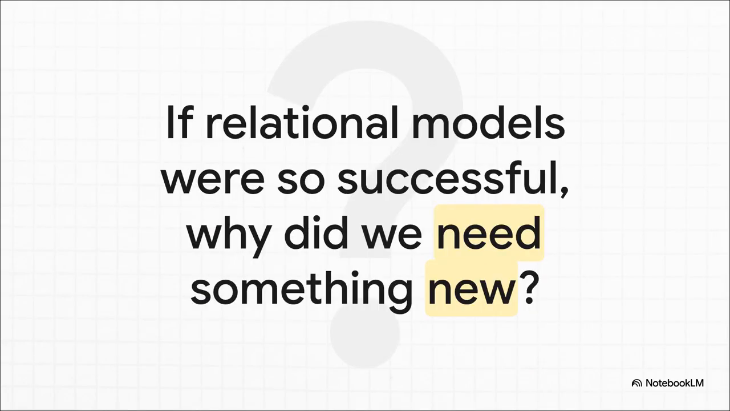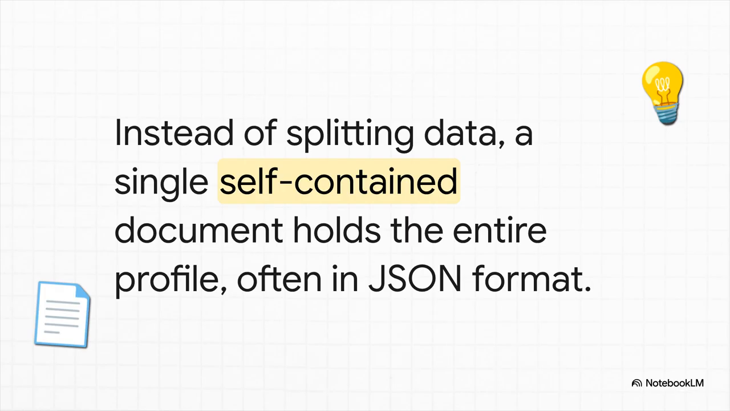Which of course leads to the big question, right? If the relational model powered pretty much the entire world for over 30 years, what problem was so massive that we needed a whole new approach? Well, the answer is all about solving that impedance mismatch, at least for certain kinds of applications. And that's where the document model comes in.